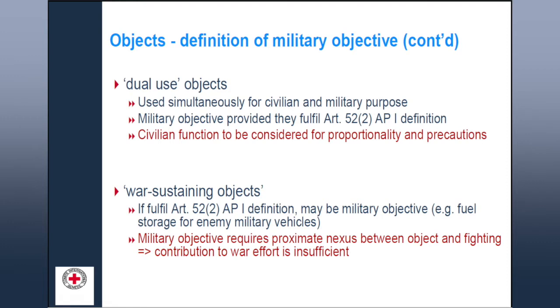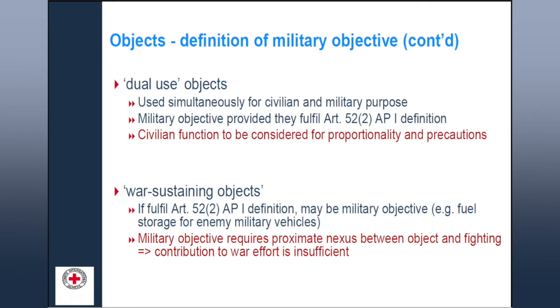Everybody agrees that if the military use is such that it fulfills the definition, then it becomes a military objective. The debate is, what do you do with the civilian use or the civilian function or the civilian part? And our view, and I believe that's the most widely accepted view, though not universally, is that the civilian use or function or part of that military objective has to be counted for proportionality and precaution analysis.